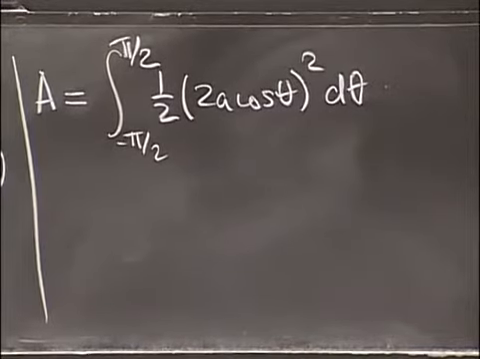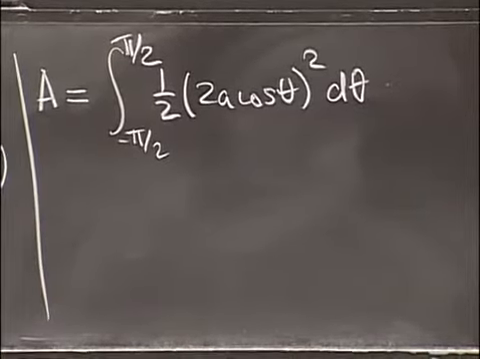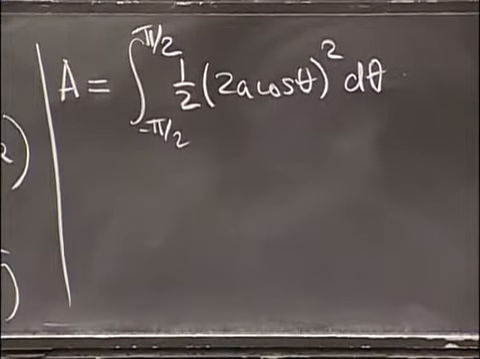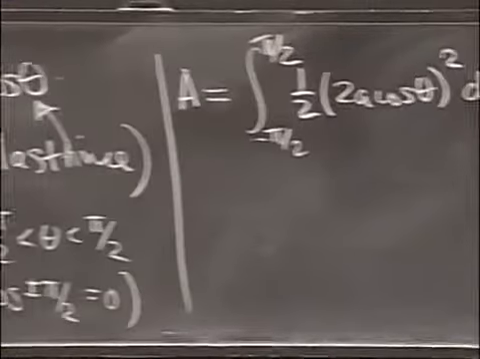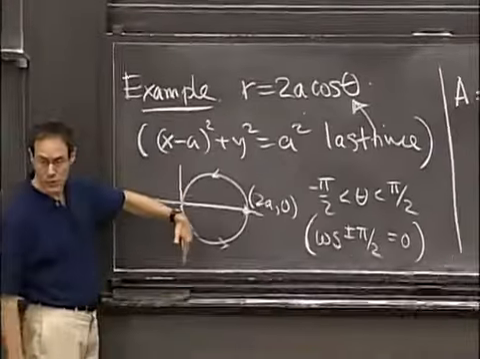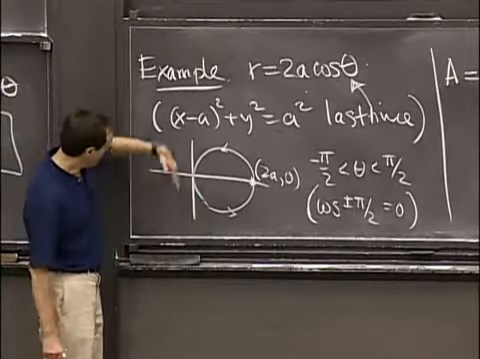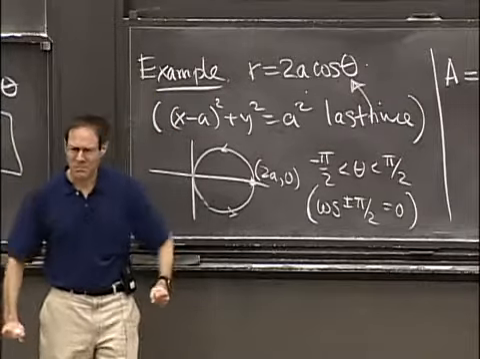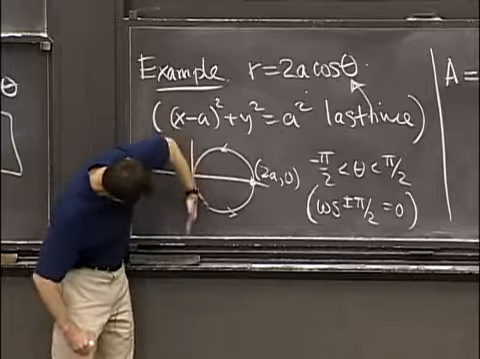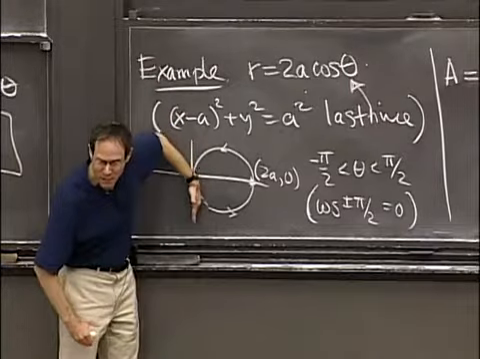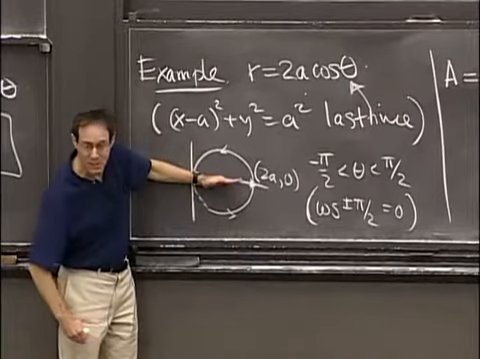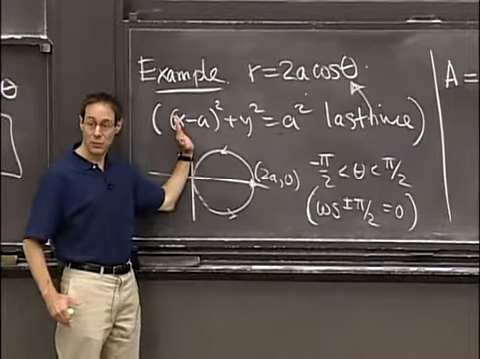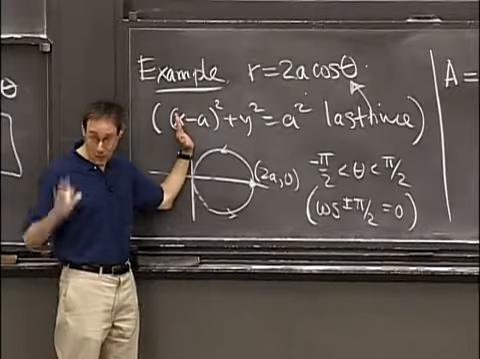Question? How do you know from looking at the picture that you're going from negative pi over 2 to pi over 2? I do it very, with my whole body. I say, here I am pointing down, that's negative pi over 2. I sweep up, that's 0, and I get all the way up to here, that's pi over 2. So that's the way I do it. That's really the way I do it.